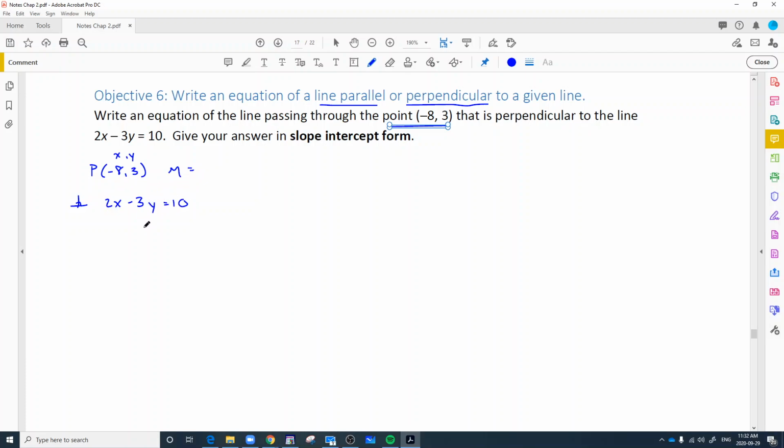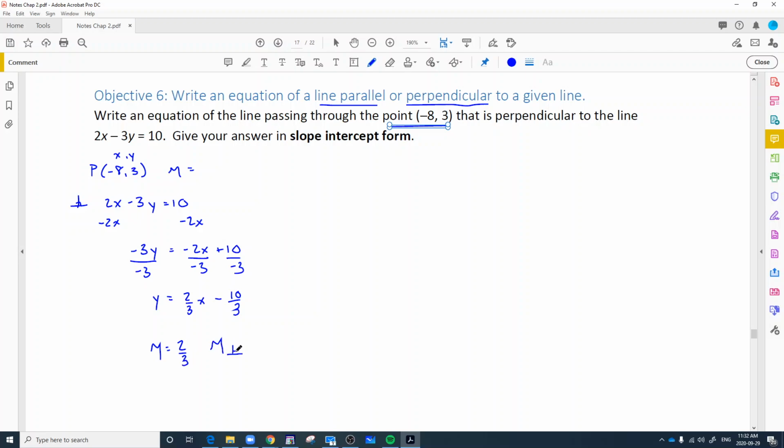To find the slope of a line, you can either use 2 points and use the slope formula, or you can put your equation in y equals mx plus b. So we're going to subtract 2x. We'll end up with -3y equals -2x plus 10. And then you're going to divide every term by -3. You end up with an equation of a line of y equals 2/3 x minus 10/3. Now, the only thing we cared about from this line was the slope. The slope of this line is 2/3.